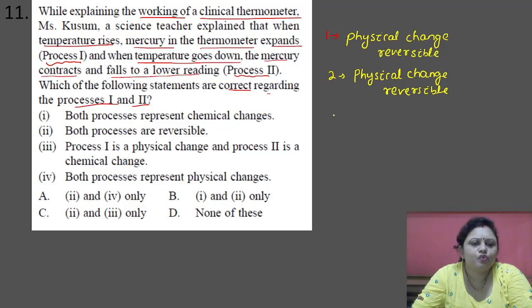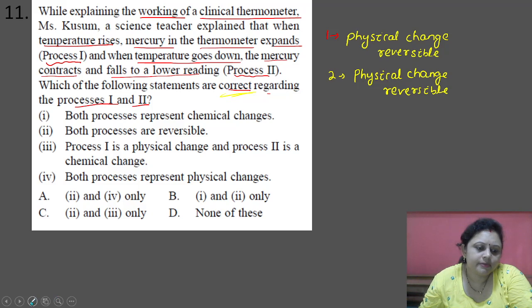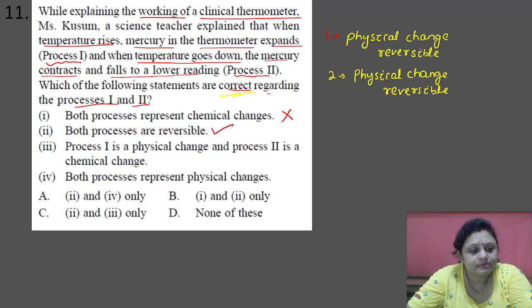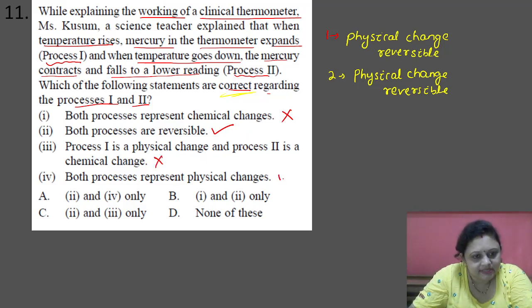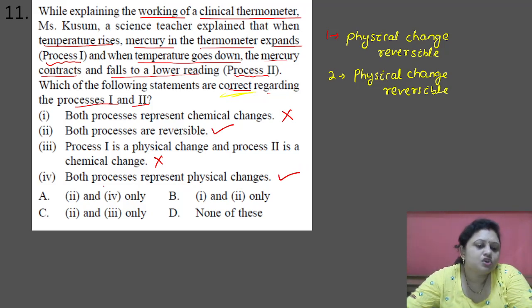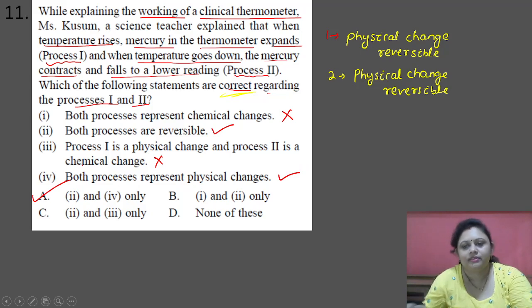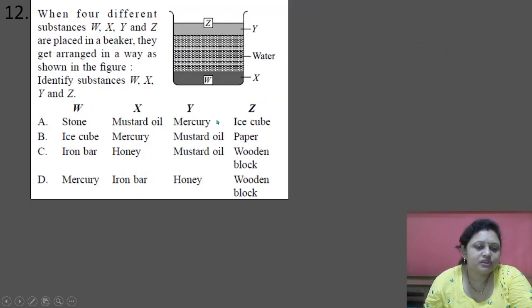So we have to find out which of the following is the correct option. Both processes represent chemical change? No. Both processes are reversible? Correct. Process 1 is a physical change and process 2 is a chemical change? No. Both processes represent physical change? Correct. So which ones are correct? That is 2 and 4. Right. So the correct answer is option A. Got it? Coming to the next question.